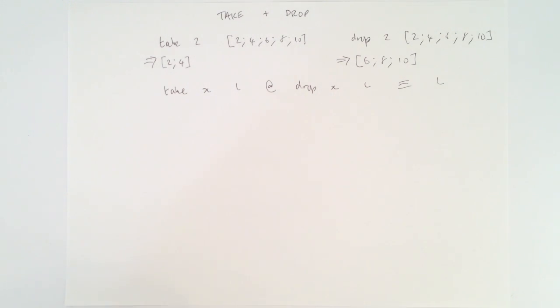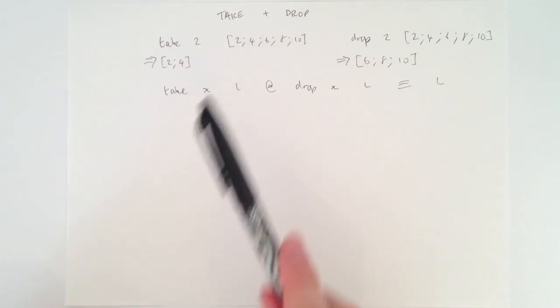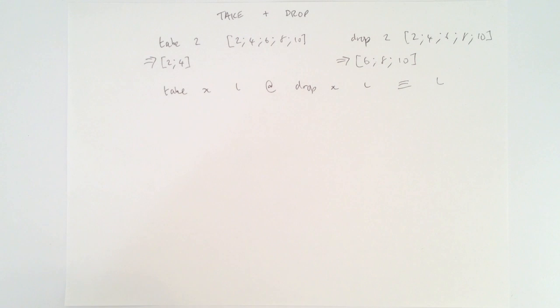Now, what's interesting about these functions is that they don't have a correct answer for every input. If we're asked to take 7 elements from this list, we would expect that to be some sort of error or some sort of failure. And similarly, if we're asked to drop 7 elements from a list only containing 5 elements, well, that's an error too, because we were asked to drop more than we could.